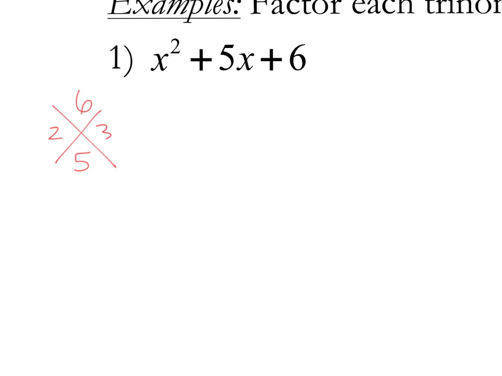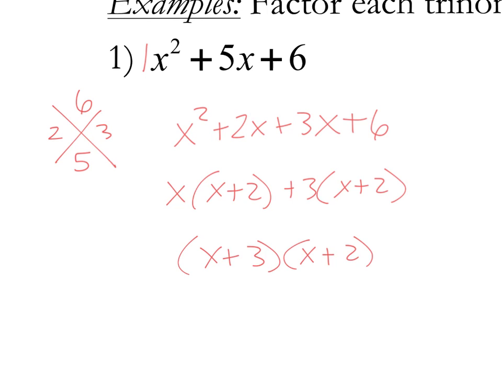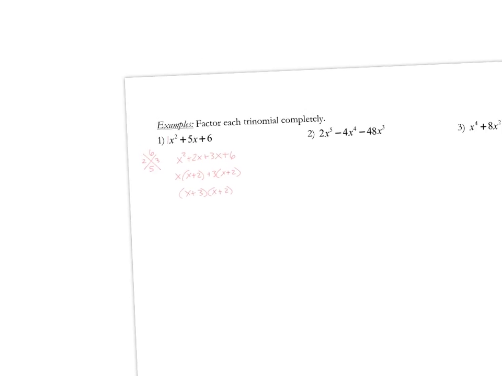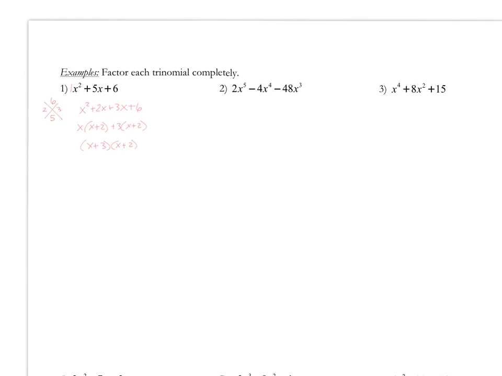Okay, so to figure out the top number, it's the first number times the last number, the bottom number is 5, which is the middle. If you split it, you should end up with x squared plus 2x plus 3x plus 6. And if you factor by grouping, you should have x plus 3 times x plus 2. Okay, so now I want you to try to do number 2 and number 3. Pause it for about a minute, and then we'll see what the answers are.